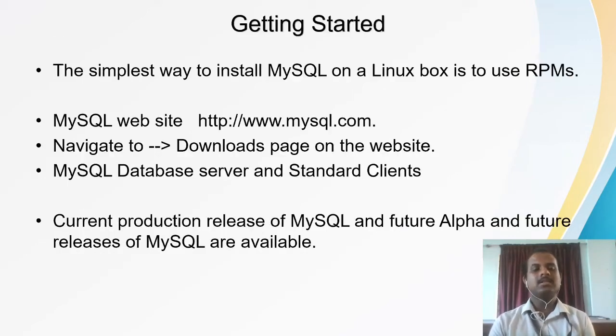Getting started, the simplest way to install MySQL on a Linux box is to use the RPMs. So where can you find the RPM? On the MySQL website, that is www.mysql.com. From there, navigate to the downloads page, and afterwards you will have the MySQL database server and standard clients. There you can click the current production release of MySQL. Future alpha and future releases of MySQL are also available, but it is recommended that you choose the current production release of MySQL.